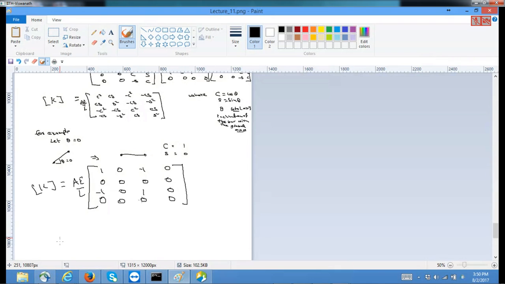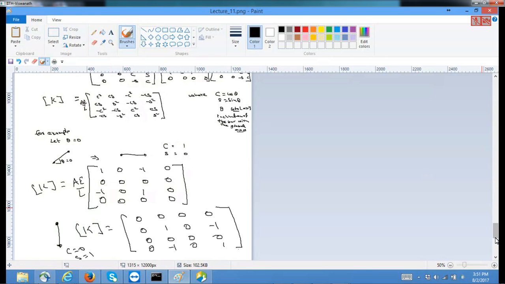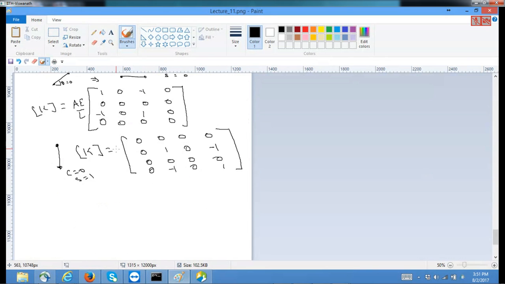Now let's say our element is at 90 degrees. If the element is at 90 degrees, then our k will become something like this. Now c is equal to 0 and s is equal to 1, so we'll have AE by L times [0 0 0 0; 0 1 0 minus 1; 0 0 0 0; 0 minus 1 0 1].